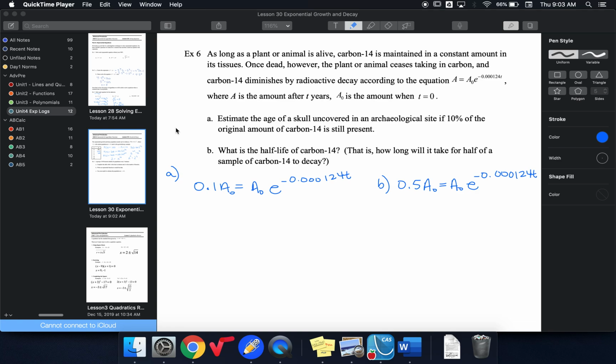So if I want 10% of the original amount left, then that means I want 0.1 of the original amount equal to my right-hand side. Make sure you include your negative and your correct amount of zeros. But now notice that that original amount of carbon is just going to cancel out. So when I'm solving this, I'm going to take the ln of both sides, or I'm just going to use the solve feature on my calculator.